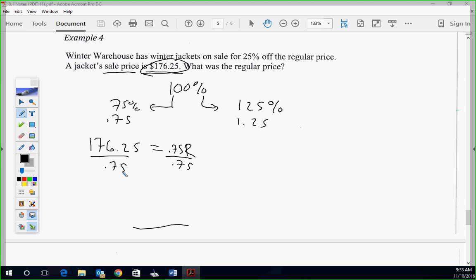So to solve for the regular, I just divide the 0.75 to both sides, which makes sense because, guys, like Luke said, when you divide by a number less than 1, what happens to the number? It gets bigger, which the regular price should be bigger, right? Okay, yeah.